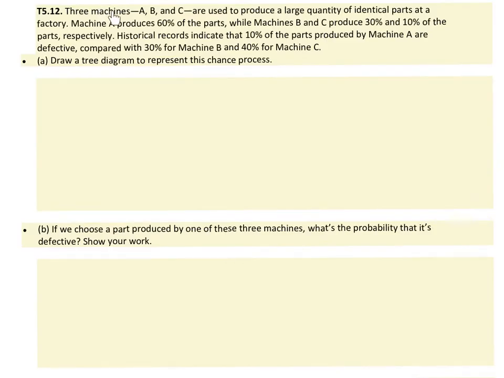Question 12. Three machines, A, B, and C, are used to produce a large quantity of identical parts at a factory. Machine A produces 60% of the parts, while machines B and C produce 30% and 10% of the parts respectively. Historical records indicate that 10% of the parts produced by machine A are defects, compared to 30% for B and 40% for C. Draw a tree diagram to represent this chance process.